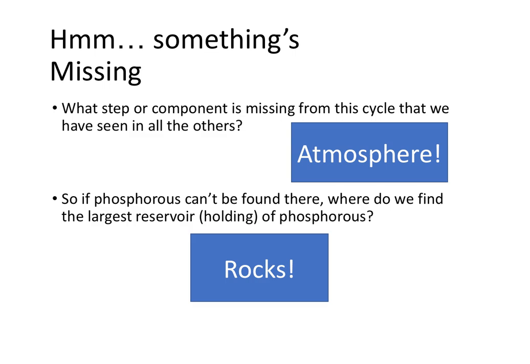Okay. So what's the component that's missing in this cycle that we've seen in all the others? Again, phosphorus does not exist in the atmosphere. Where do we get our phosphorus reservoirs? That's going to be rocks and sediment, and that gets broken down and absorbed by the plants, and we eat them through consuming.